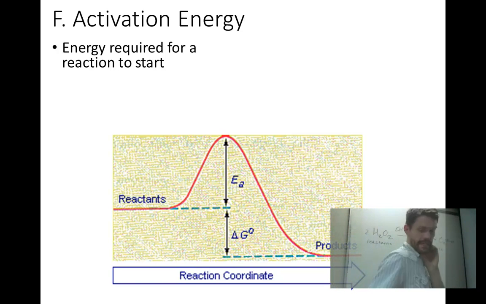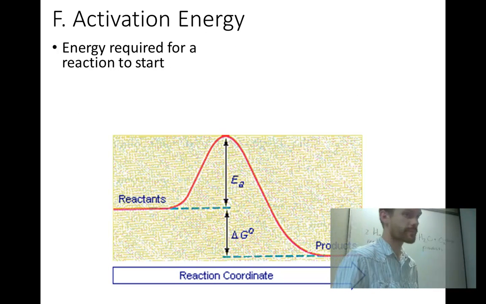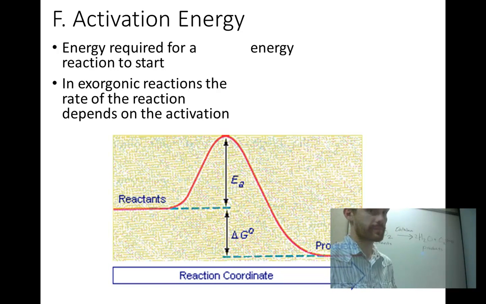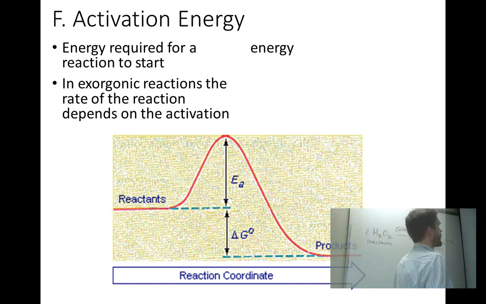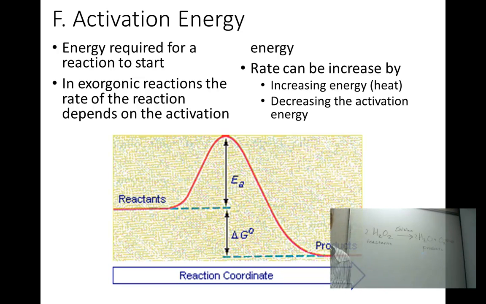Okay, but these graphs here are simplified. It's not actually quite that simple. You do have this part in the graph here where there is some requirement of energy for the reaction to take place. And that's called the activation energy. In exergonic reactions, the rate of the reaction, so how fast it goes, depends on the activation energy. And you can increase the rate of the reaction by increasing energy or decreasing the activation energy.